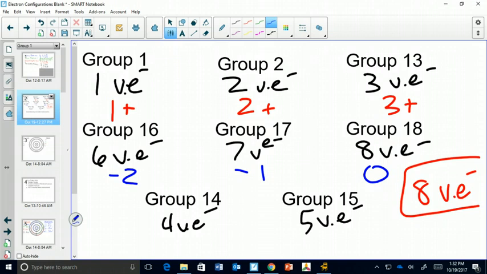Group 16 has 6 valence electrons, right? And it wants 8 total, right? So it can either give away all 6 to have a full shell underneath, or it can accept 2 more to get to that 8 number. And it's just easier to accept 2. And since we're getting 2 negatives, we make it a 2 negative charge.